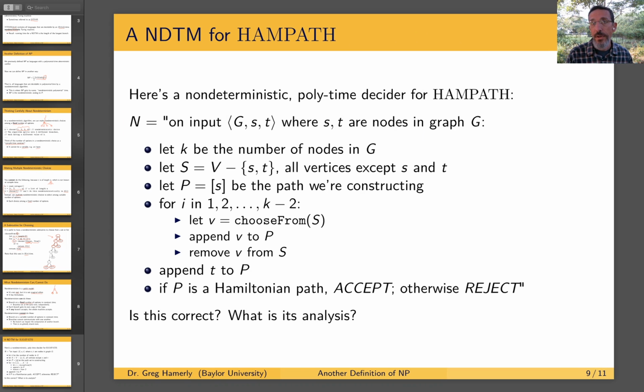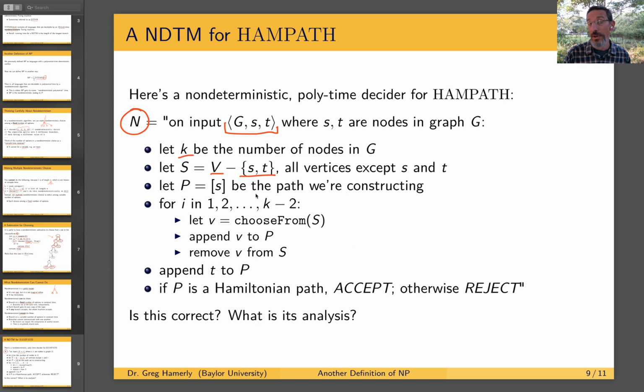Okay, so all of that said, those are the limitations and the possibilities of non-determinism. What I want to do now is describe a non-deterministic Turing machine for deciding the problem Ham path. This is going to be a polytime non-deterministic decider. Let's call it N, and it takes as input a graph and two nodes, s and t. The first thing that it does is count the number of vertices in the graph, and we'll call that k. Then it's going to construct a set of all the vertices except for s and t, because what we want to do is come up with an ordering of the vertices between s and t, but not including those.